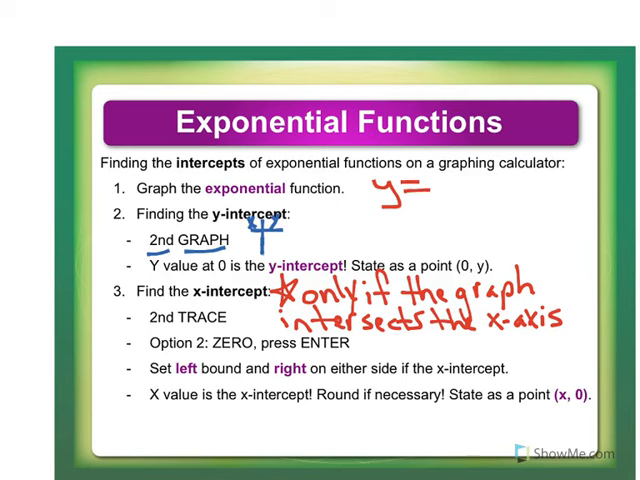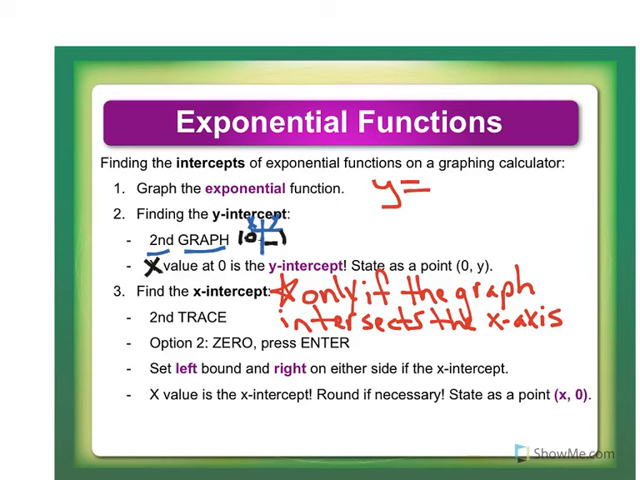When you want to find the y-intercept, that occurs when x is 0. So when you look on the table and you find where x is 0, that is your y-intercept right there.